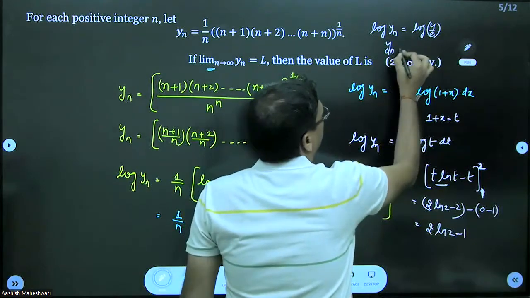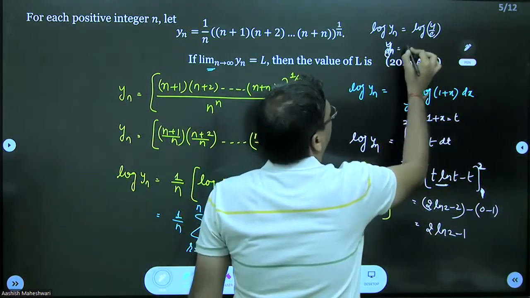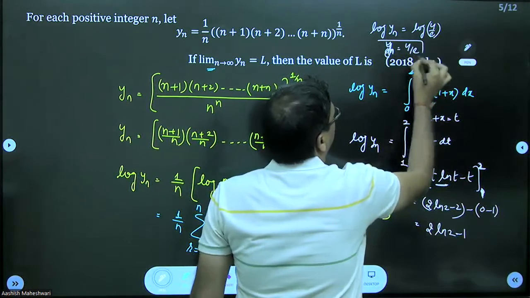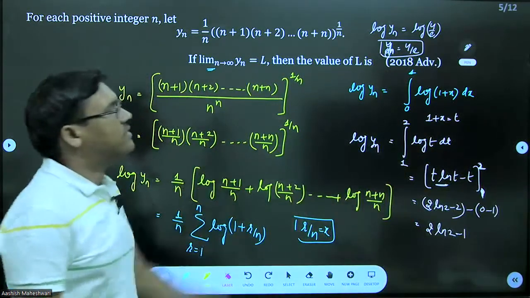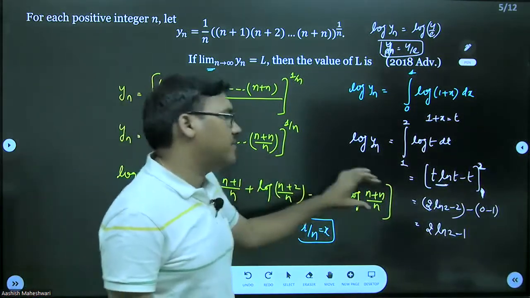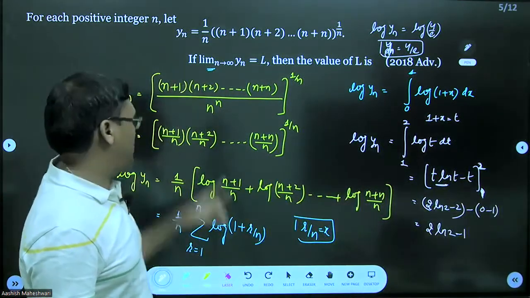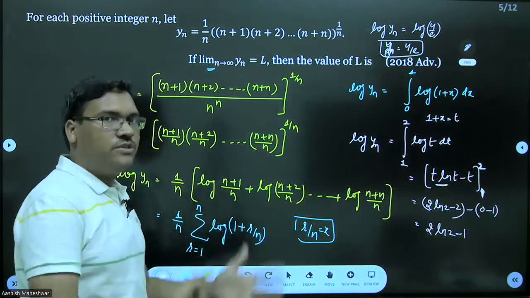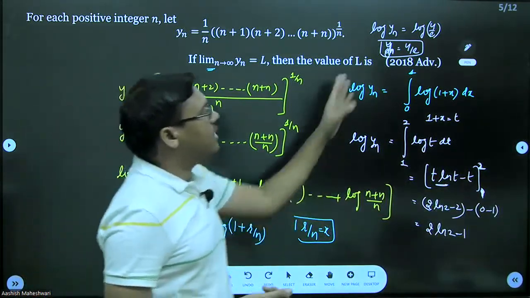So what is the value? Yn is equal to 4 by e. This is the answer. This is the limit of this function. This is the value L. So the only thing is how you converted this thing into this form, sigma form. Okay, so that is the observation which you have to make here. Okay, so this is how we can solve this.